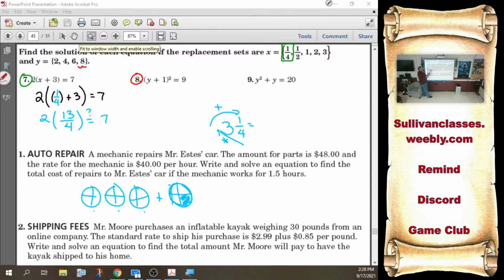Please tell me that we remember how to cross cancel, right? I hope. Okay, you're in algebra now. Like, you've all done it. And then 1 times 13, 1 times 2. Last time I checked, 13 halves does not equal 7. So I would say false.